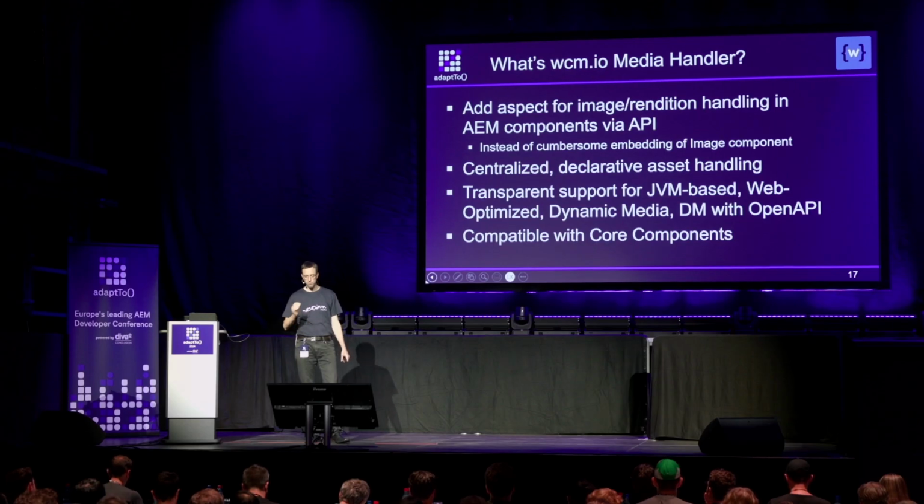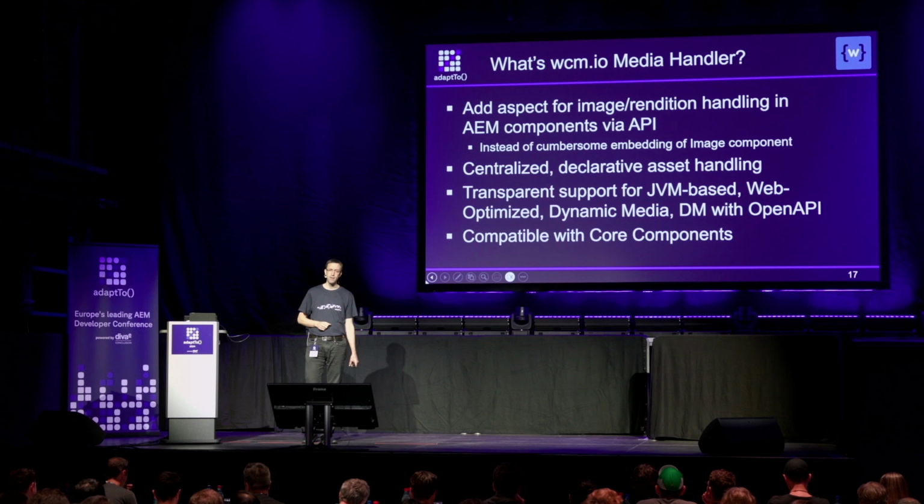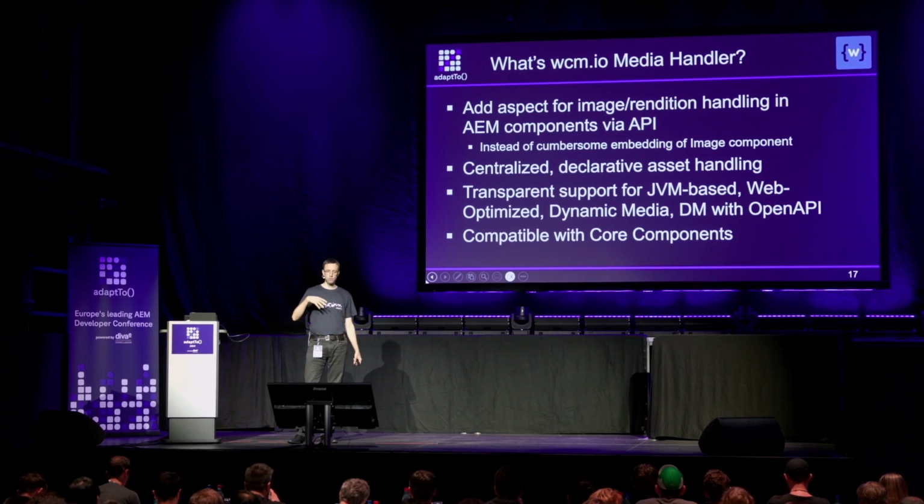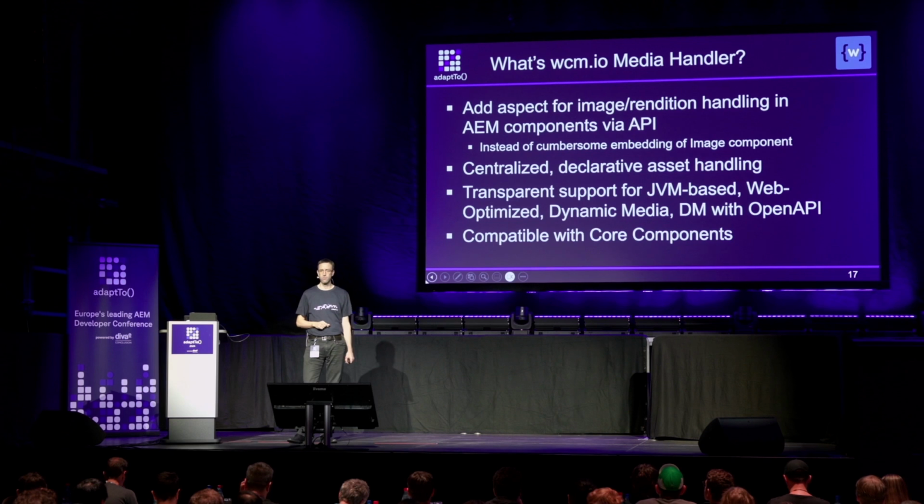So for example, with one project, if you deploy it to a cloud instance, you're using, for example, web-optimized image delivery or dynamic media with OpenAPI. And if you deploy the same code, the same configuration locally to your SDK instance, it automatically falls back to JVM-based renditions, because those other 2 are not available for local SDK instances, and you still have the same code and same configuration. And of course, it's fully compatible with core components.